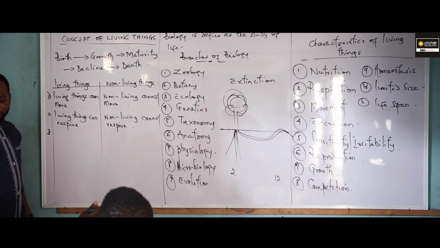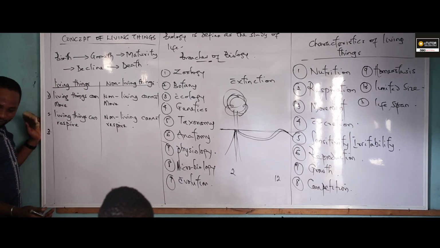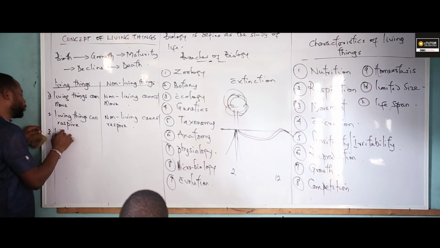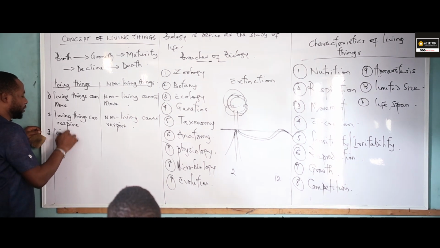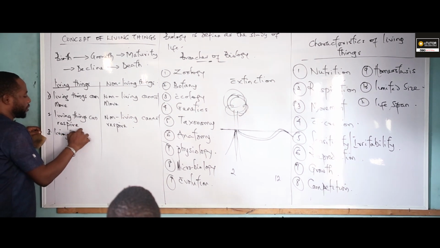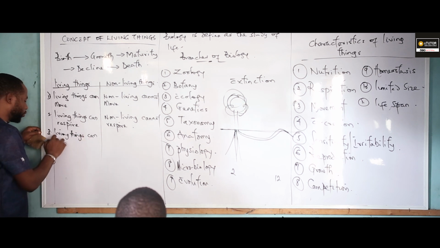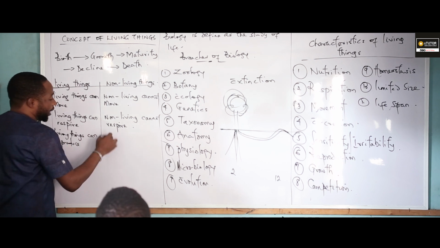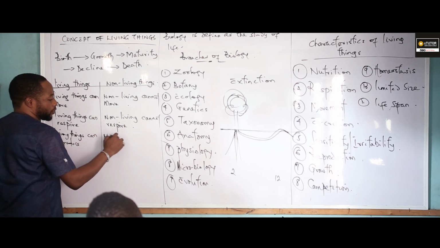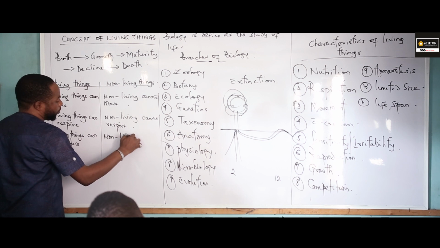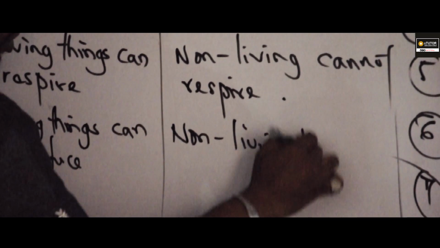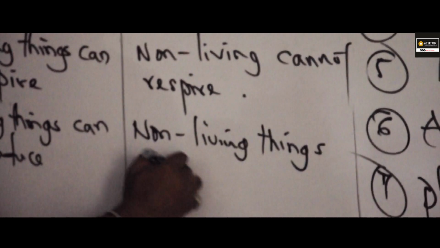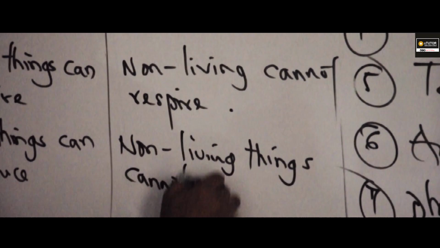Living things can respond, can reproduce. Non-living things cannot. Living things can reproduce, while non-living things cannot reproduce.